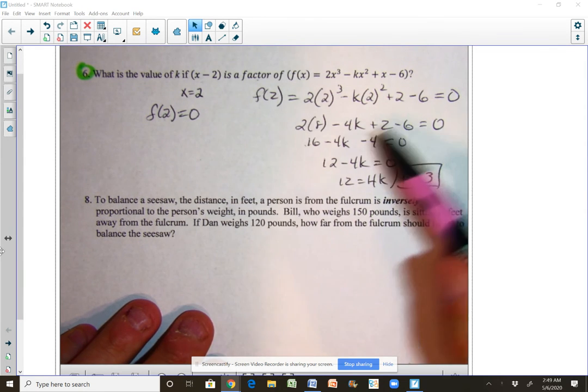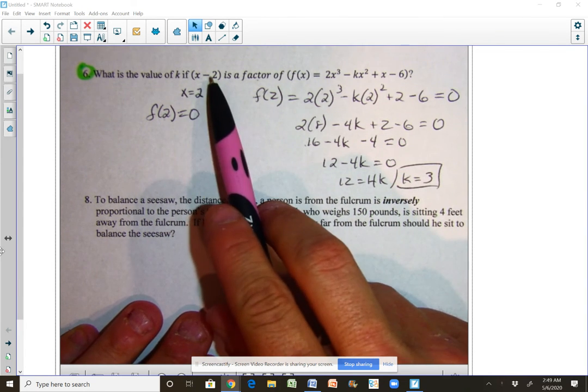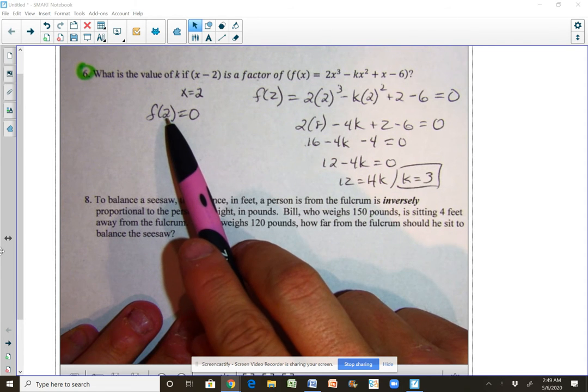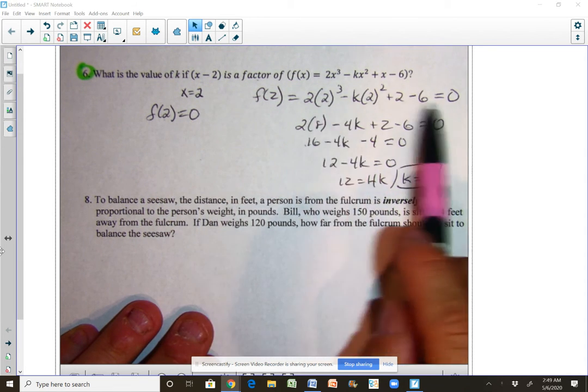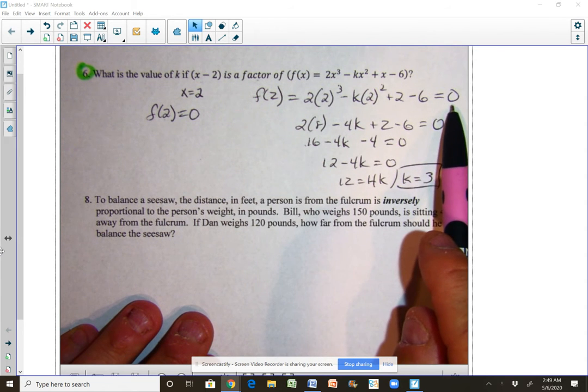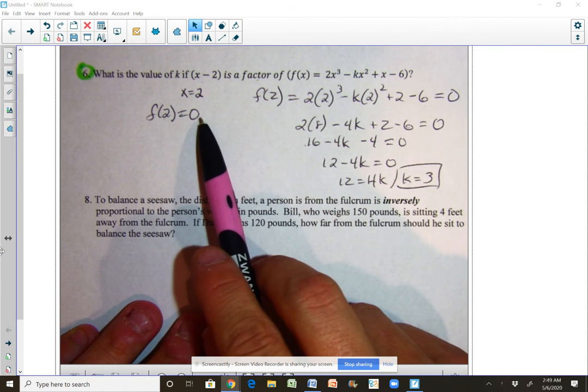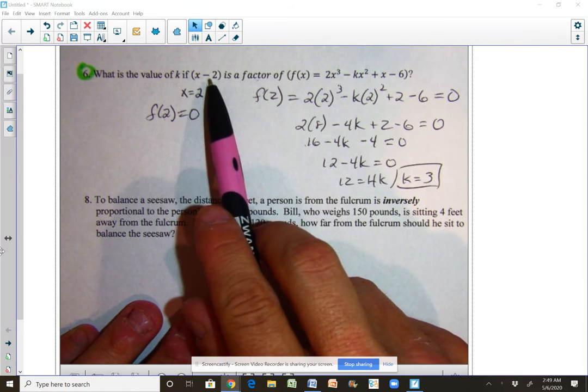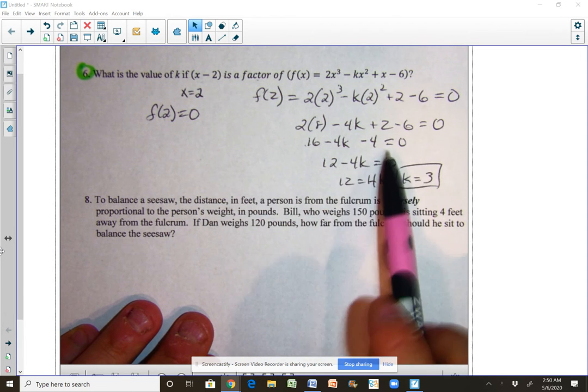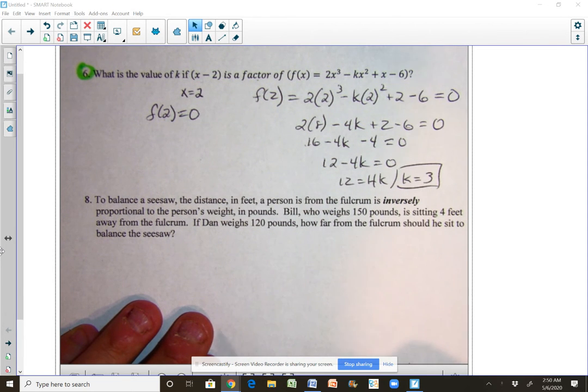So after I ended up that last question, knowing that this is a factor means that when I substitute in 2, it's got to be a root. So f of 2 equals 0. I can plug in 2 for x and just set it equal to 0, since (2, 0) has to be a point on that function if that's a factor. So I just plugged in 2 and I worked it out, and then you can substitute and solve for k. You get k equals 3 by the end.